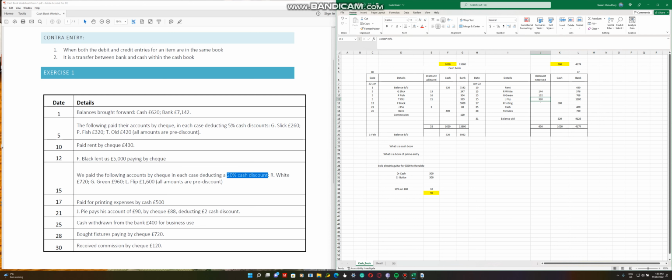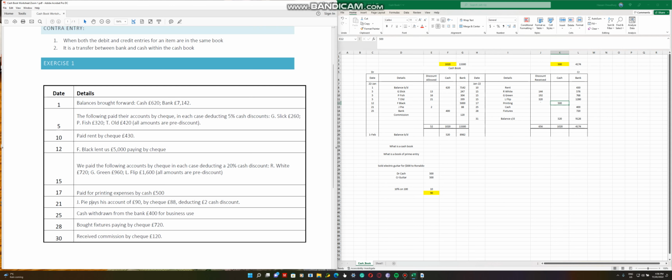The next thing is we paid for printing expense by cash. So you paid it by cash, you paid an expense, so it's on the credit side for 500. J Pie pays his account by 90. So this is another guy who paid us by check, 88, and he got $2 discount. So put the dollar discount amount here and put the amount he paid us over here.